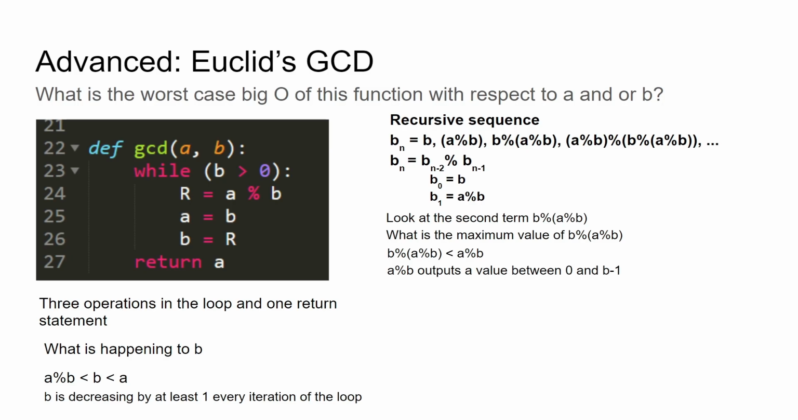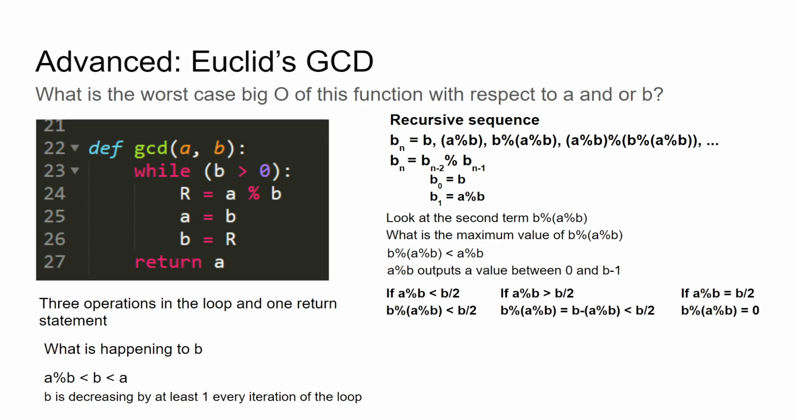We also know that if a mod b is greater than b over 2, then b mod a mod b is equal to b minus a mod b. Let's split this up into 3 cases. If a mod b is less than b over 2, then b mod a mod b must also be less than b over 2, since it is less than a mod b. If a mod b is greater than b over 2, then b mod a mod b is equal to b minus a mod b, which must be less than b over 2, since a mod b is greater than b over 2.